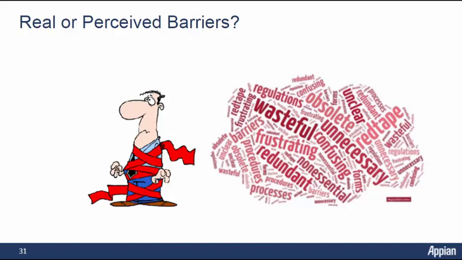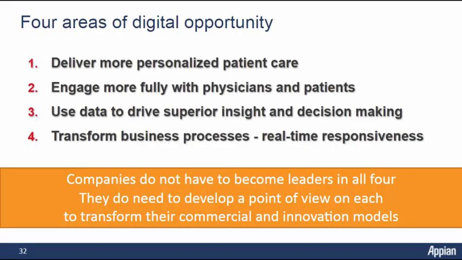How do we get beyond that? There are 4 areas where digital transformation would really drive value appropriately for any pharma company, any company in general. It's delivering more personalized patient care. It's engaging more fully with physicians and patients. It's using data to drive superior insights and decisions, and then transforming the business process, getting to real-time responsiveness. Any company might not immediately be able to deal with each one of these 4 areas, but you need to get good at one of them and then deal with the others as time goes on.